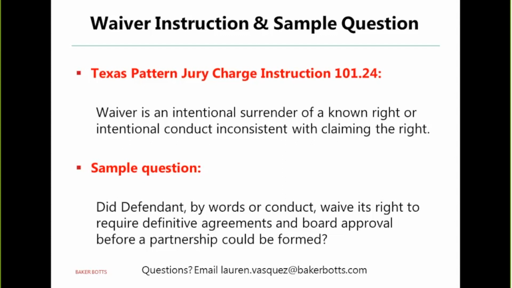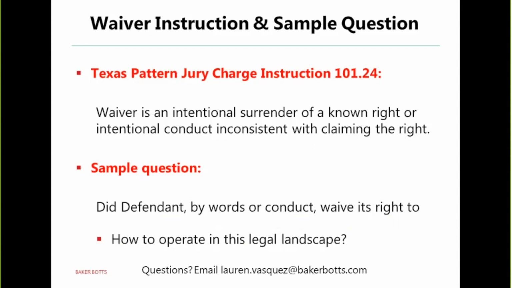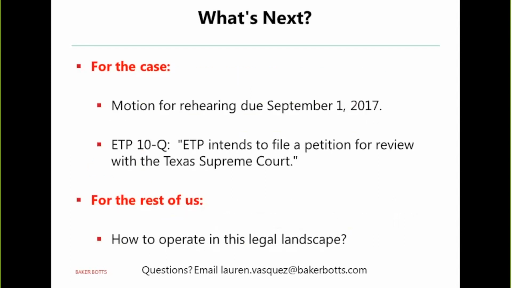So with that, I think we will wrap up our discussion of what's happening with ETP and Enterprise. You see that the case is moving along. Motions for rehearing in the Dallas Court of Appeals are due the 1st of September, and ETP in its 10Q has already announced that it intends to file a petition for review with the Supreme Court. So that leaves the rest of us grappling with the legal landscape as it exists at the moment.